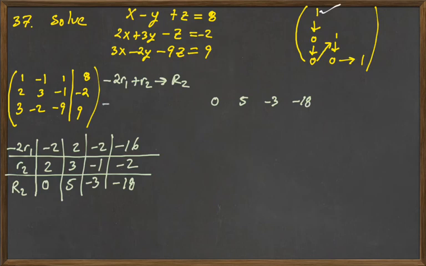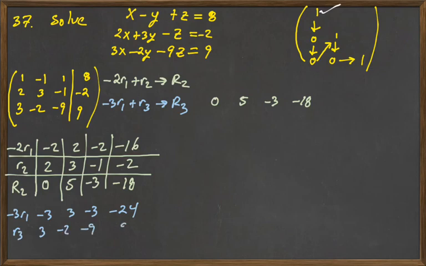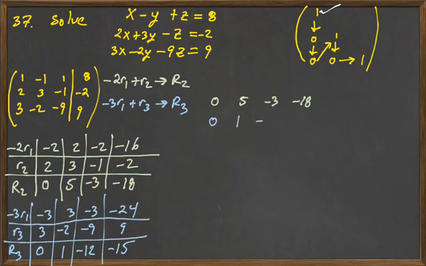And we'll do negative 3 row 1 plus row 3, and that'll replace row 3. So negative 3 row 1 will give us negative 3, 3, negative 3, and minus 24. Row 3 is 3, minus 2, minus 9, and 9. The new row 3 will be 0, 1, minus 12, and minus 15.